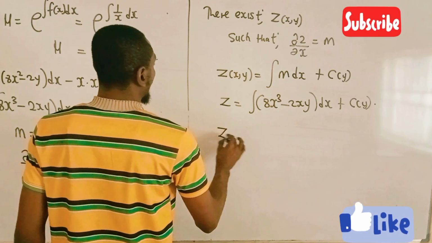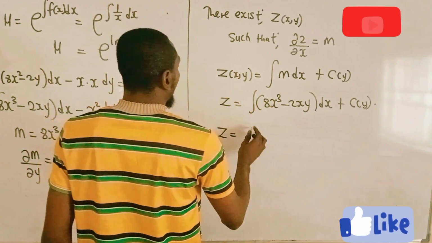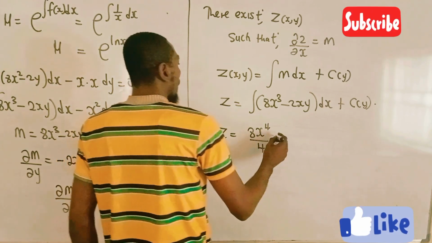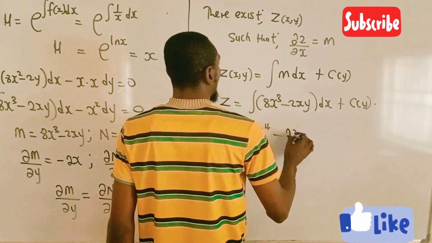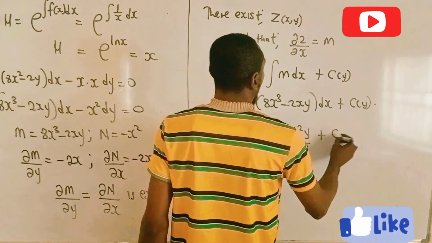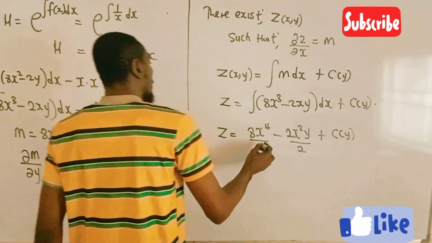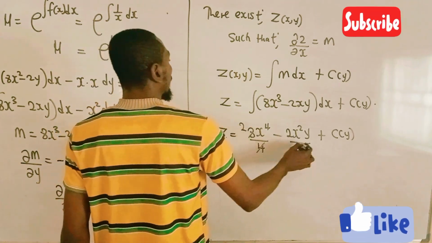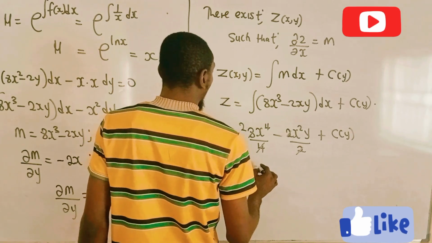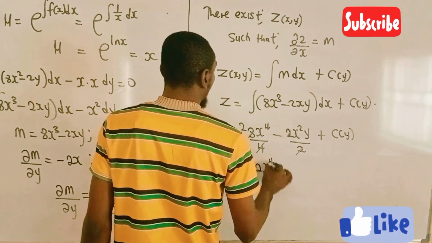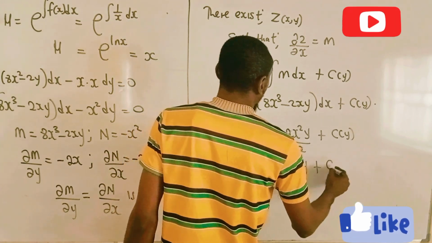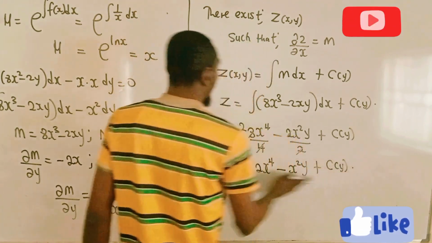Z is equal to, integrating with respect to x here, 8x raised to the power 4 over 4 minus 2x raised to the power 2 y all over 2 plus c of y. Okay, so I reduce this to 2 and cancel this out so that z is equal to 2x raised to the power 4 minus x squared y plus c of y. Okay, this is our main function.